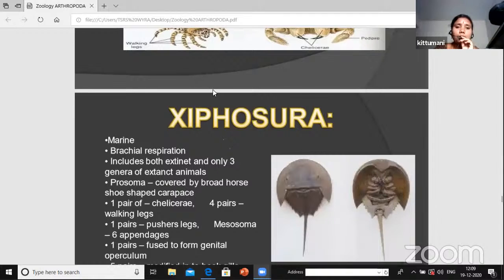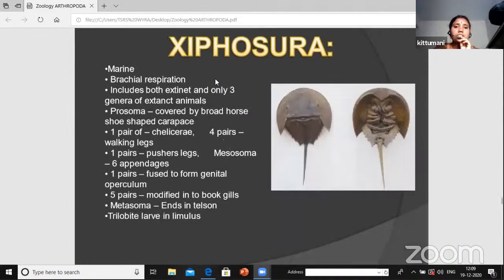Then next, in the subphylum, the first class is Xiphosura. They are all marine, related to the oceans. They show branchial respiration, meaning respiration through the gills, because they are aquatic. They include both extinct animals and only 3 genera of extant animals. Most of the animals belonging to this class are extinct. Only 3 genera are extant at present.